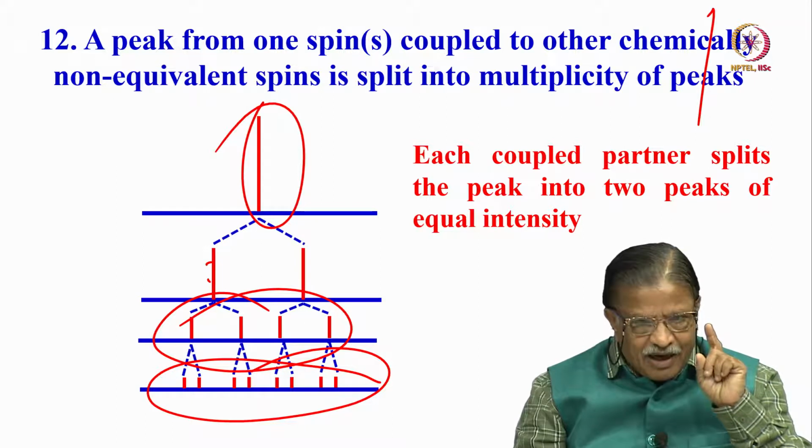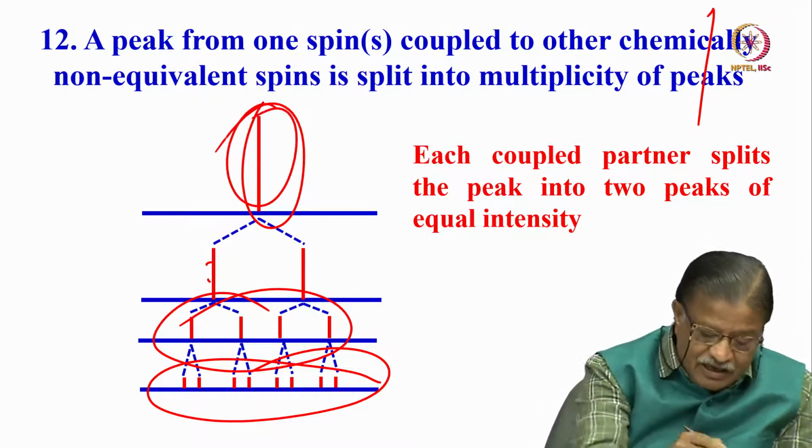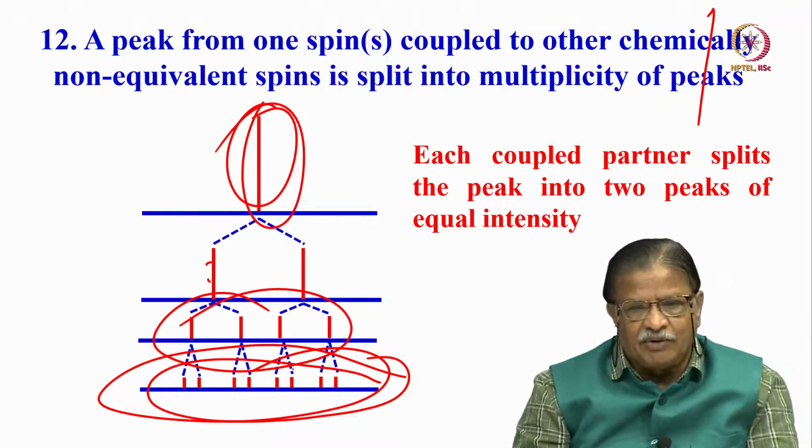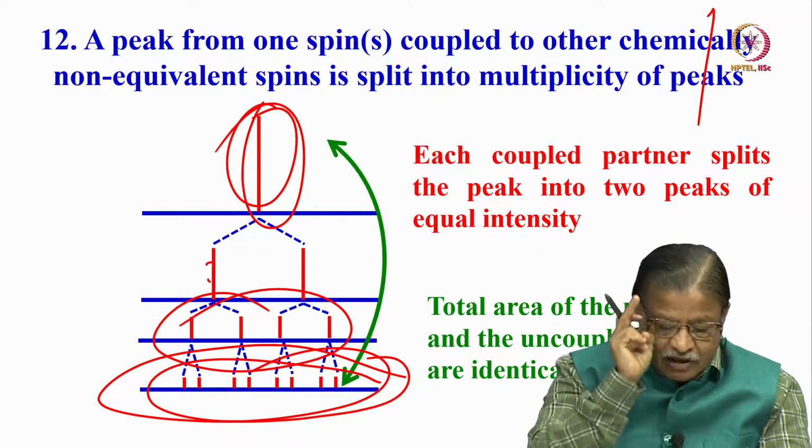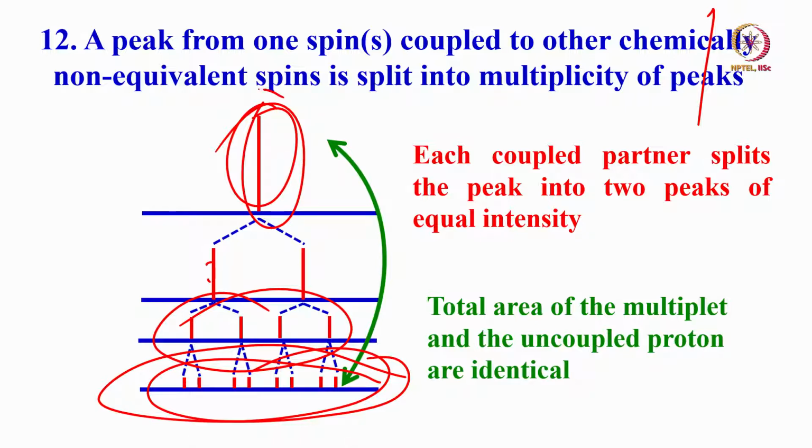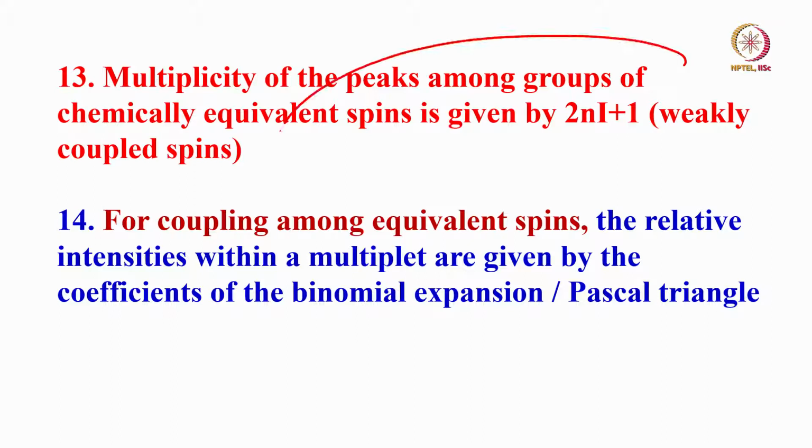But remember, the integral area of all the multiplicity together is identical to the area of the uncoupled proton, there is no difference at all. That is an important point to remember. Only the intensity gets distributed when splitting occurs, it gets divided, 1 will become 2, 2 will become 4, 4 will become 8 like that. And the multiplicity of the peaks for equivalent spins is given by a formula 2nI plus 1, especially for a weakly coupled spin system. I will tell you what is weakly and strongly coupled as we go ahead further.